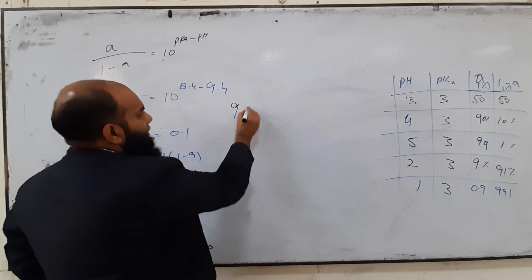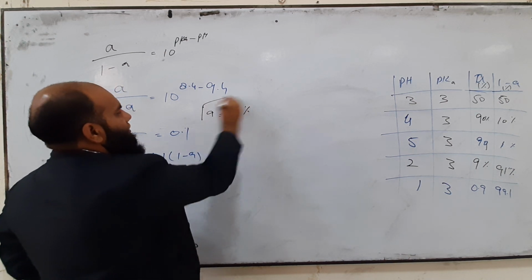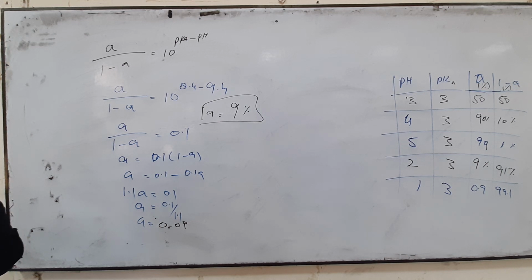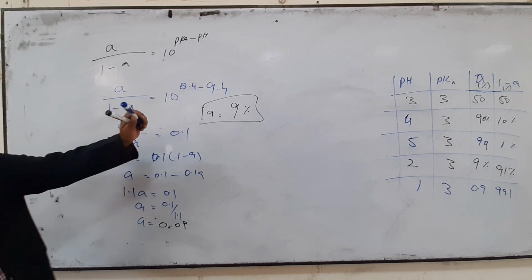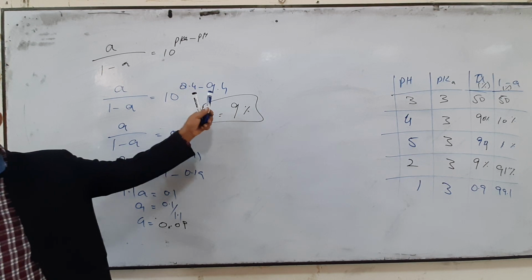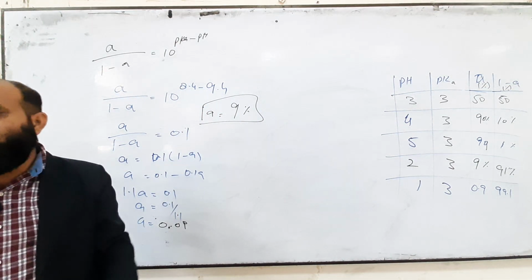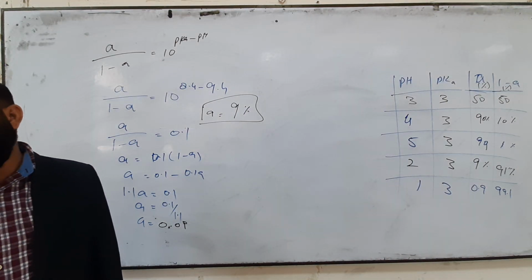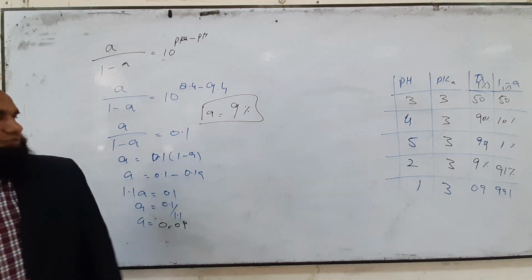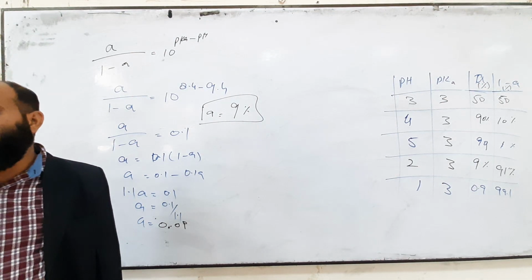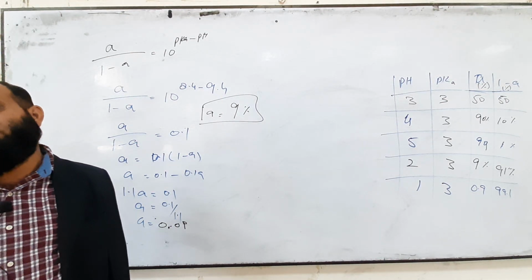Means 9% of the drug is now ionized. If we have a difference of pKa and pH where the pH value is 1 unit higher than the pKa, or the pKa is 1 unit lesser than the pH, in a weakly acidic drug or weakly basic drug, we will get 9% of the drug in ionized form. 91% of the drug is in unionized form.